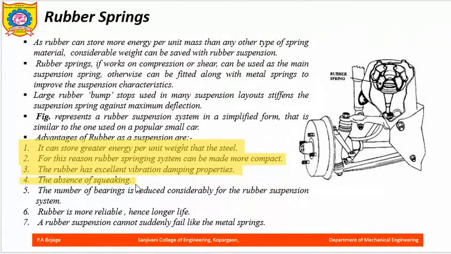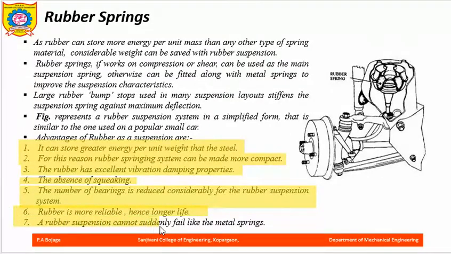Absence of squeaking. The number of bearings is reduced considerably for the rubber suspension system. Wherever you have to eliminate the use of bearings, you can use rubber bushings or rubber springs. So that can drastically reduce the cost of the suspension system and the use of bearings. Rubber is more reliable and has a longer life. Again, it is reliable and durable with good life.